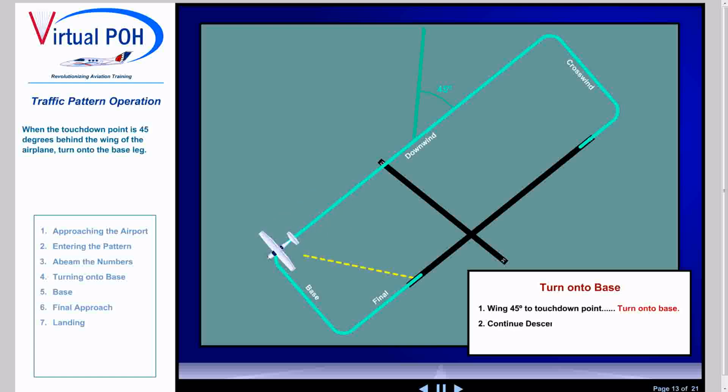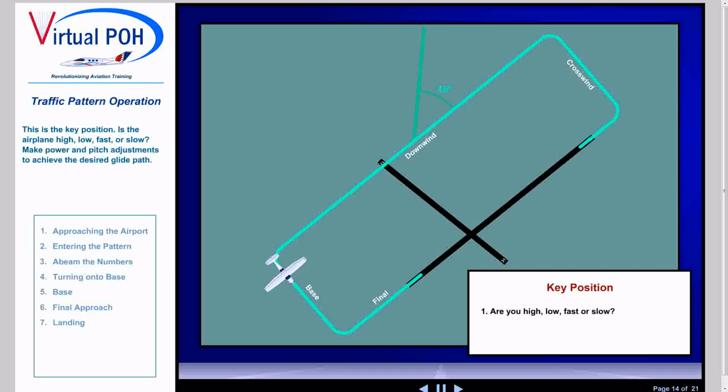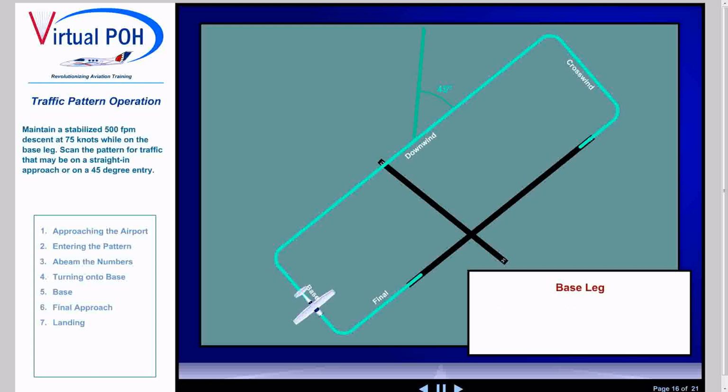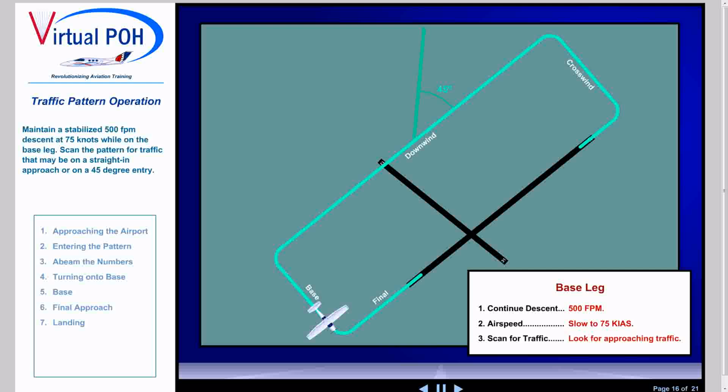When the touchdown point is 45 degrees behind the wing of the airplane, turn onto the base leg. This is the key position. Ask yourself, am I high, low, fast, or slow? Set the flaps to 20 degrees. Note, the airspeed indication must be within the white arc prior to extending the flaps 20 degrees. Maintain a stable 500 foot per minute descent at 75 knots while on the base leg.